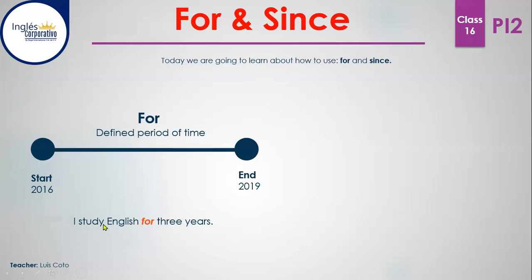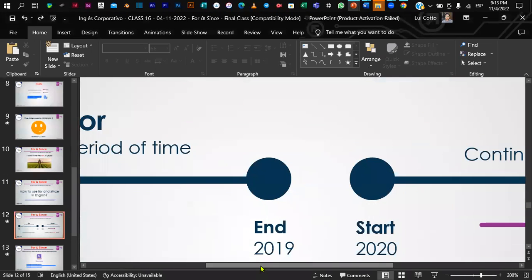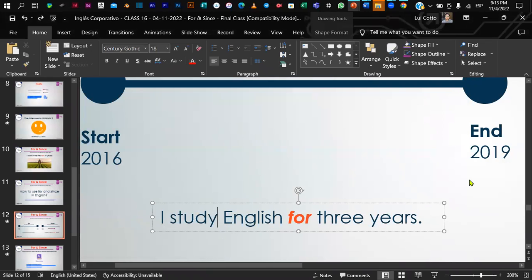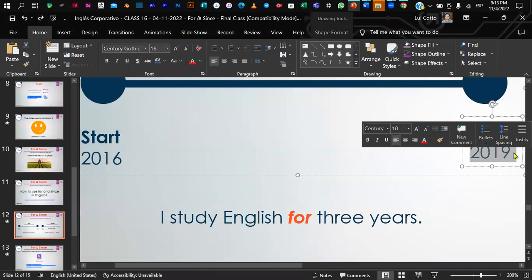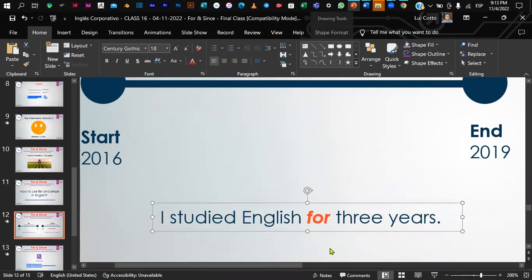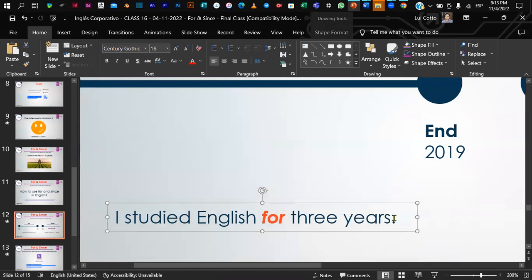But in this opportunity, the sentence should be in past because I am talking about having finished my studies in, for example, 2019. That was the end. And I began, y comencé, in 2016. And so the period of time is finished. Is done. I studied English for three years. Okay, the question is, do you continue studying, yes or no?